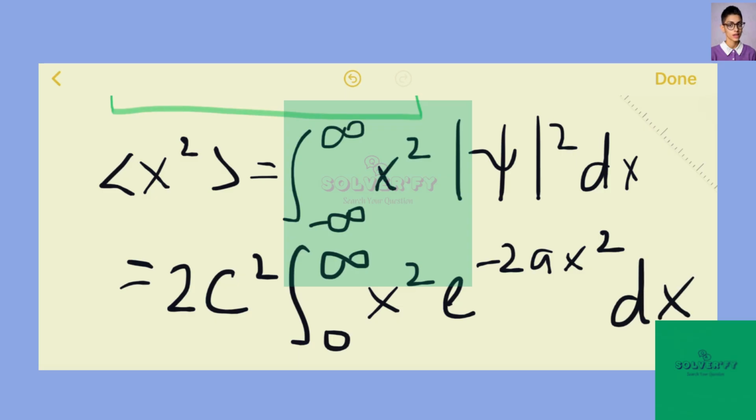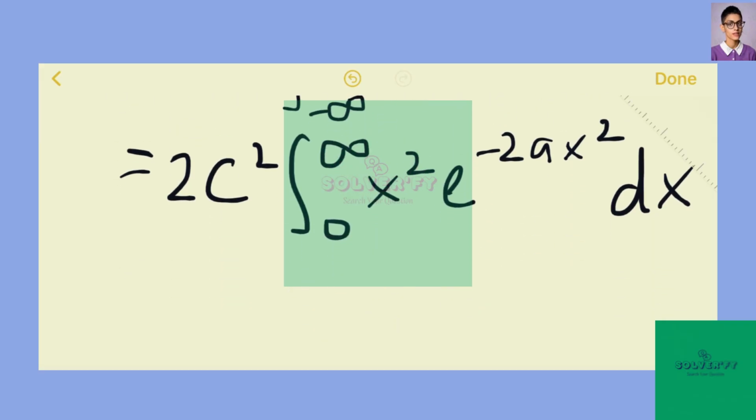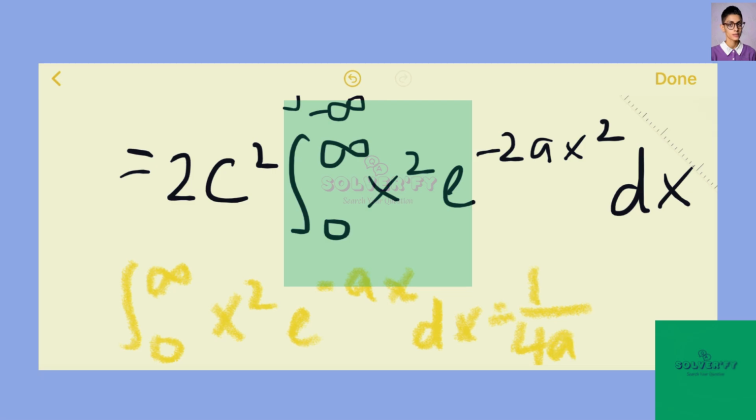Using the hint integral that they gave us, which is the integral from 0 to infinity of x squared e to the negative a x squared dx is equal to 1 over 4a root pi over a.